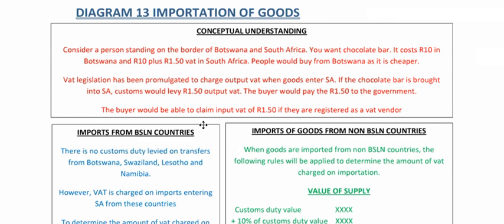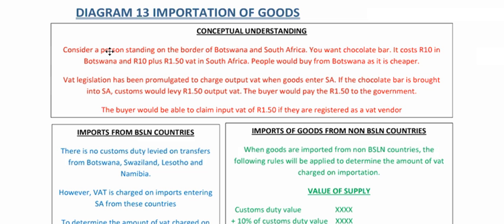This video deals with the importation of goods into South Africa. People really struggle with this because this is when you're buying and you need to pay output VAT across to SARS. So let me explain the concept with it. So let's have a look in this top block here for conceptual understanding.